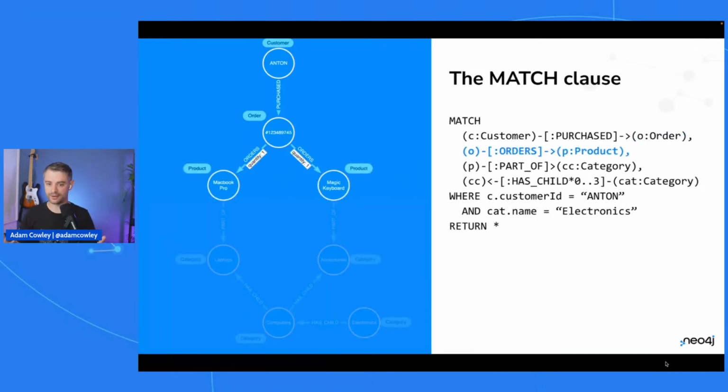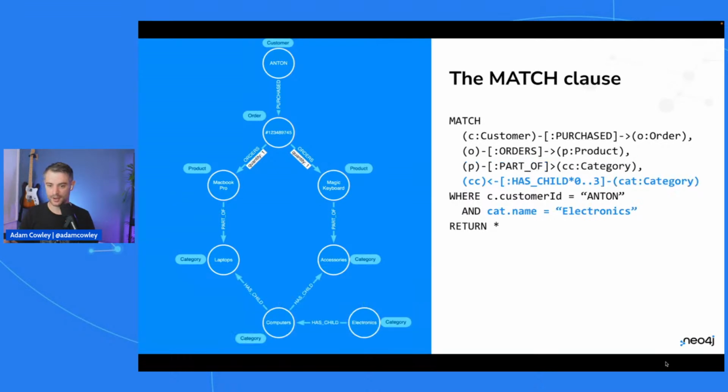From there, it will traverse out again. So we're expanding the order's relationships in an outgoing direction from the order to the product, and then checking that the node on the other end has a product label. Same again here, we're going through the part of relationship to a category, which here is given an alias of CC.